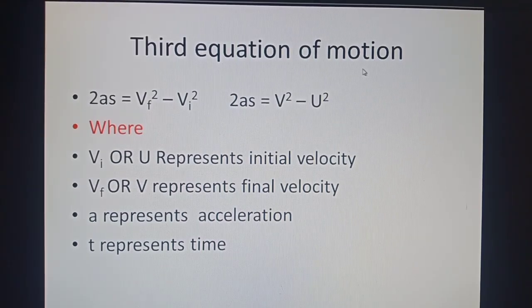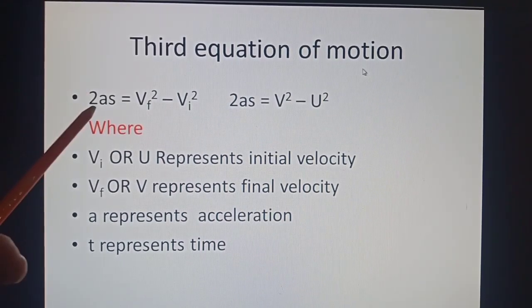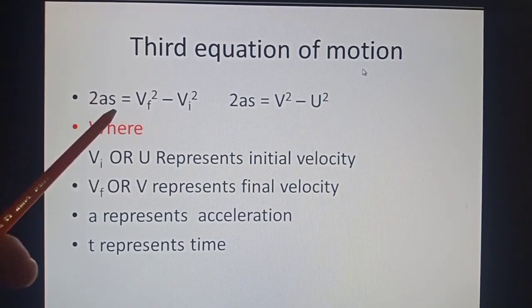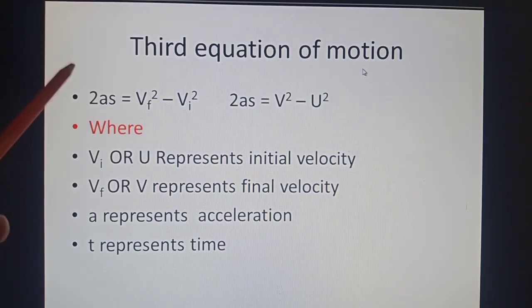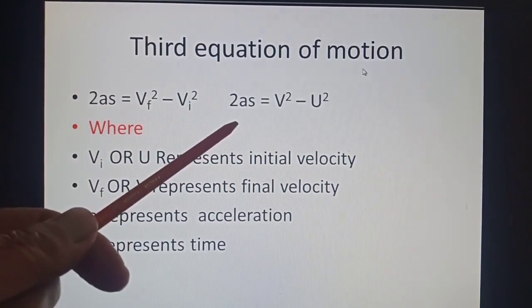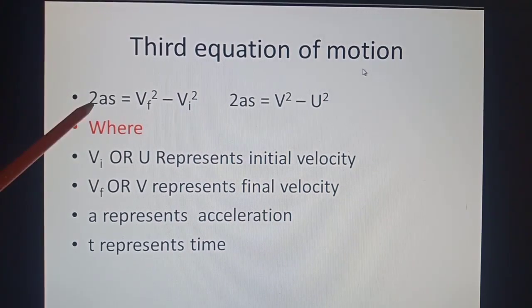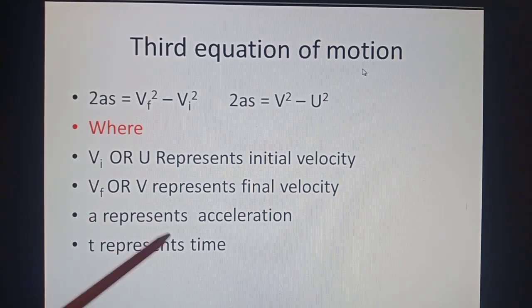The third equation of motion. Viewers, it is the mathematical form of the third equation of motion: 2as equals Vf square minus Vi square, or 2as equals V square minus U square, where again Vi or U represents initial, Vf or V represents final, and A represents acceleration and s represents distance. It is known as the third equation of motion.